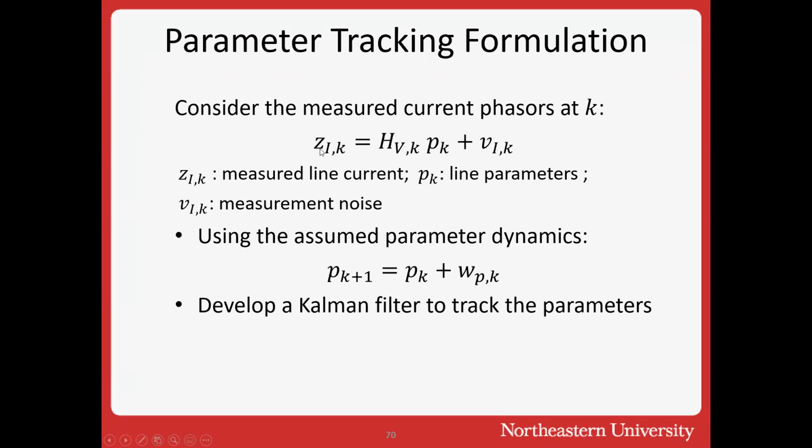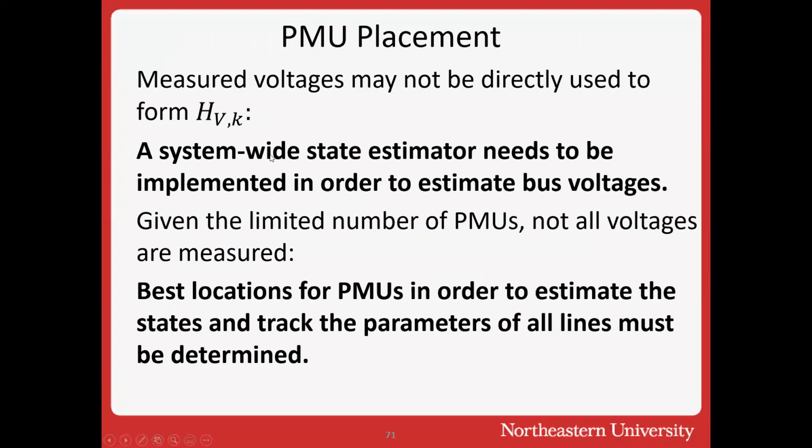And we have the current measurements, again, written in the same form, in terms of the parameters. And we again form the dynamic equations, discrete time equations for the parameter dynamics, which is again a random walk. And then we apply a Kalman filter to track these. And to do that, first of all, the measured voltages obviously cannot be directly used because they may contain errors. So we need to have a system-wide state estimator to do the state estimation for the bus voltages.